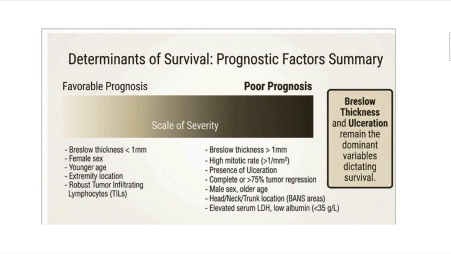This is where we can see the prognosis based on the severity of the malignant melanoma. The most important prognostic factors, Breslow thickness and ulceration, are two important factors determining survival. Favorable prognosis, better survival: Breslow thickness is less than 1 millimeter. The tumor is thin and has not invaded deeply. Then female sex: women generally have slightly better survival than men. Young age: younger patients tend to respond better to treatment.